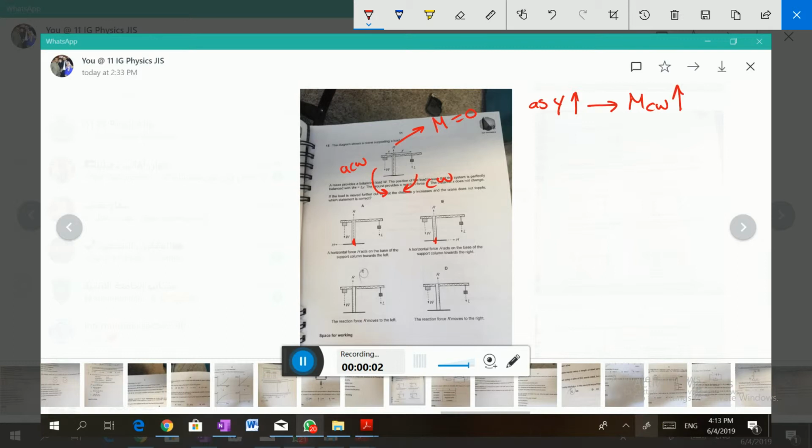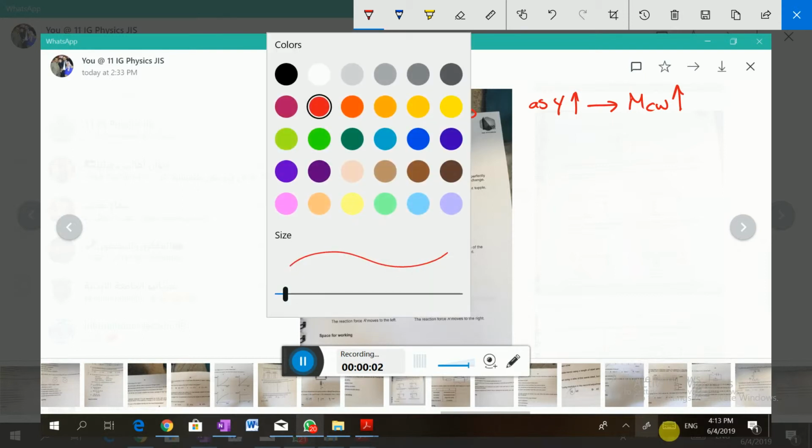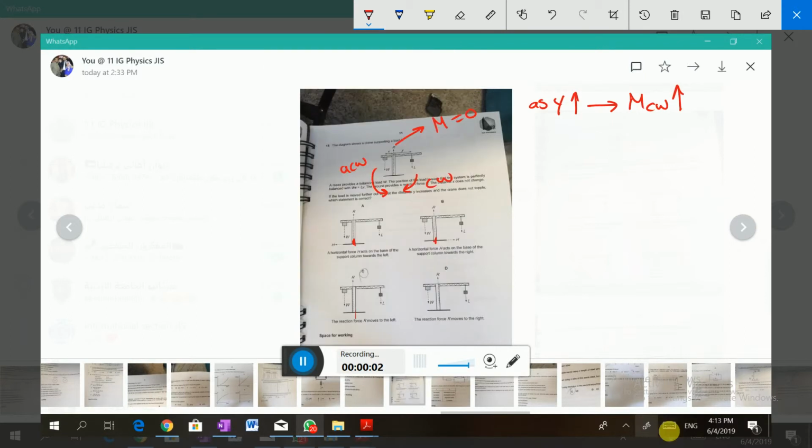So A and B are excluded. Now we have to check either C or D. As we mentioned before, now R is shifted away from the pivot. So if R is in this position, and this is the pivot here, if you consider the pivot as the center, the weight here has a moment clockwise about the pivot, and here it has a moment anti-clockwise about the pivot.